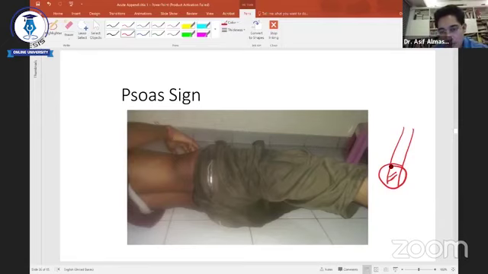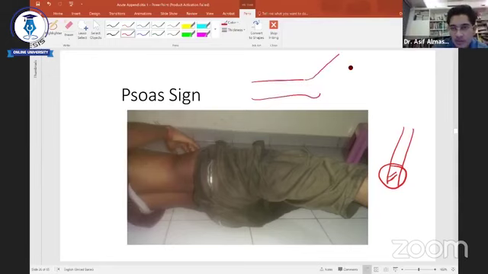Usually you will see that the patient is in a flexed position. If this is the patient's abdomen, the patient usually is in this position because of the psoas major muscle. They want to keep the psoas major muscle relaxed.